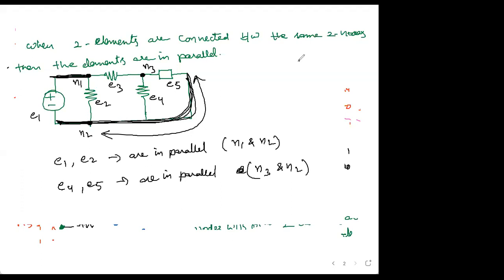Element 1, element 2, element 3. These three are in parallel. Element 1, element 2, element 3. All are in parallel. Is it clear?